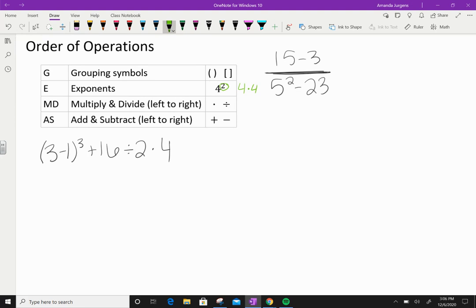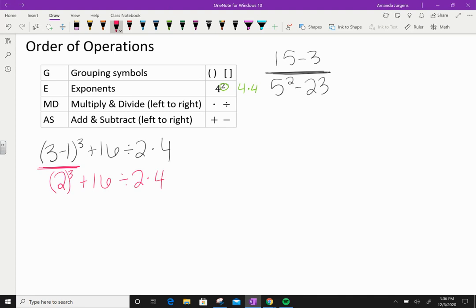Let's look at this first example. Parentheses 3 minus 1 parentheses to the third power plus 16 divided by 2 times 4. First thing I'm looking for are my grouping symbols. And I do have parentheses here, so I need to solve that first. 3 minus 1 is 2. And I can copy down this 3 here. I'm going to go ahead and leave my 2 inside my parentheses. So that's 2 to the third power. We're going to copy everything else down, plus 16 divided by 2 times 4.